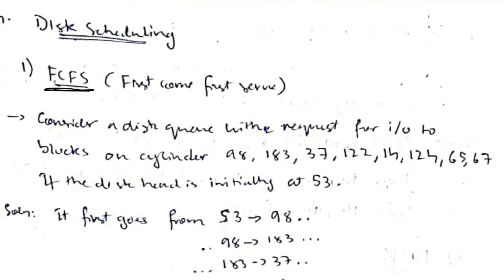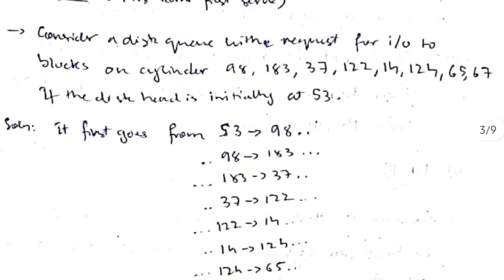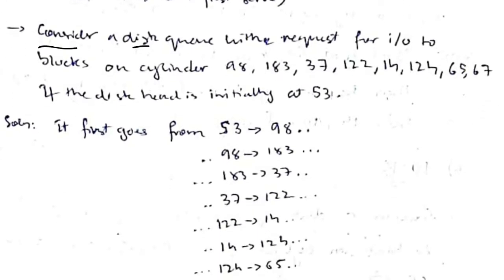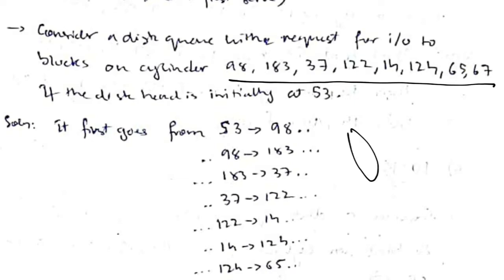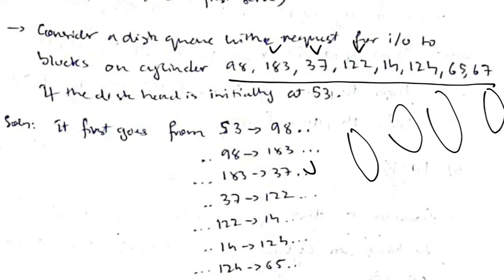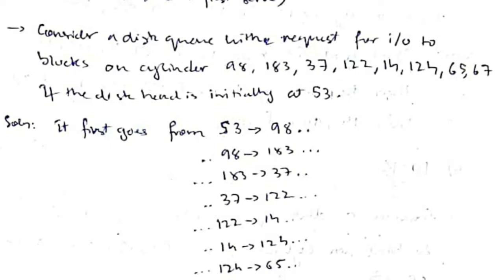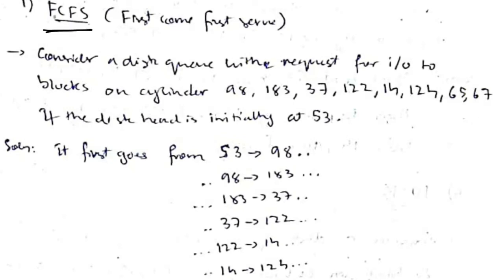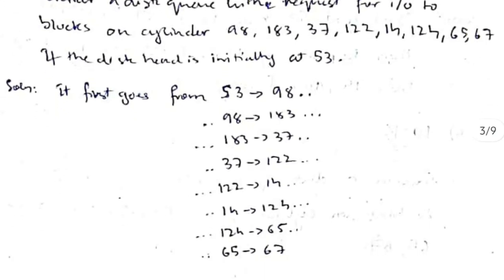The first one is FCFS, which is first come first serve. So consider a disk queue with requests for IO to blocks on the cylinders 98, 183, 37, 122, 14, 124, 65, 67, and the disk head is initially at 53. So these are all the disk cylinders which are present, which is at 98 position, 183 position, 37 position, 122, and so on. Okay, there are many disks present here, so in which way will I access? If I go with the FCFS method, it will access in the order it is specified to us.